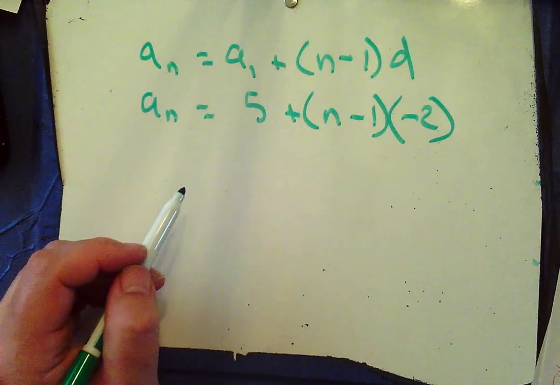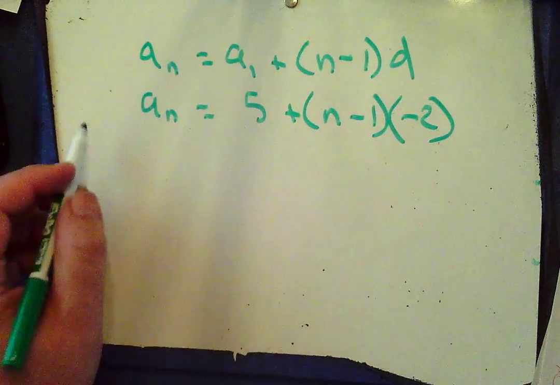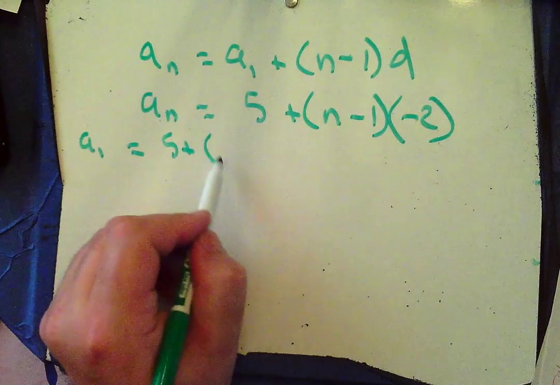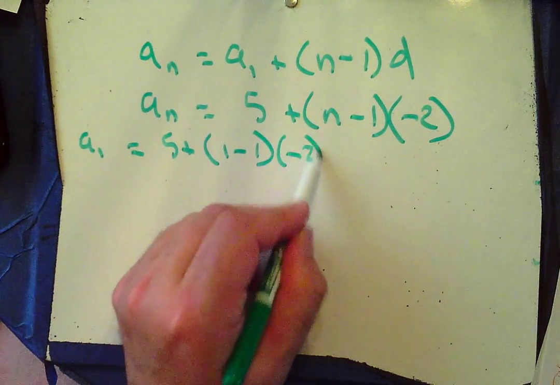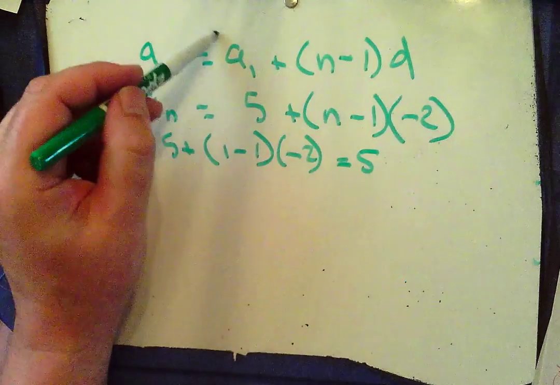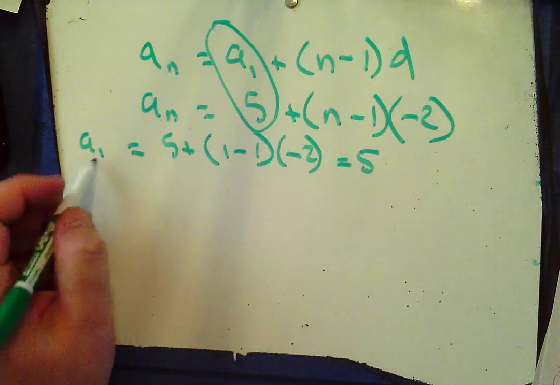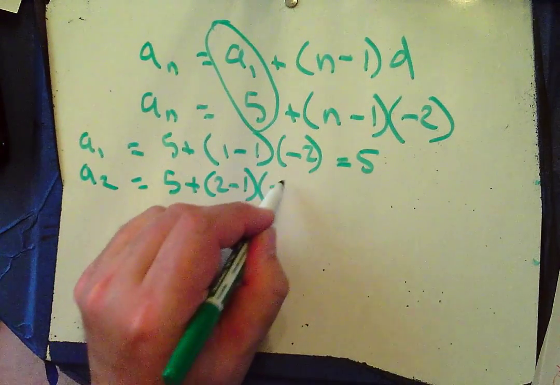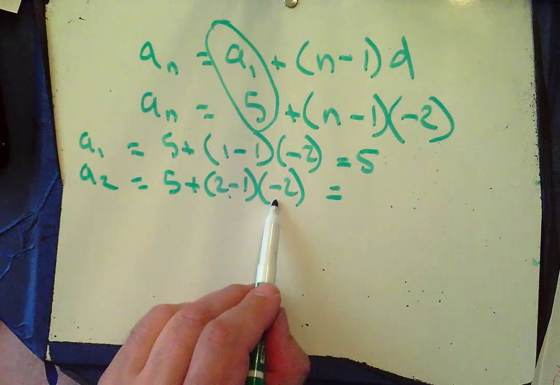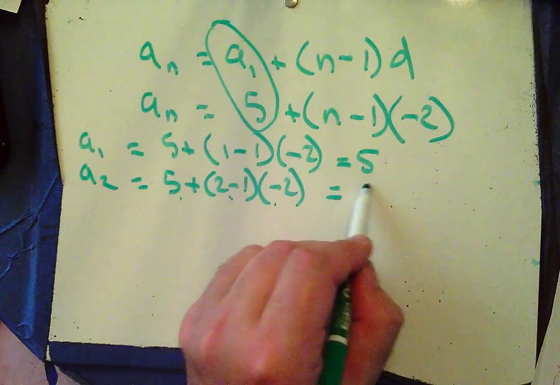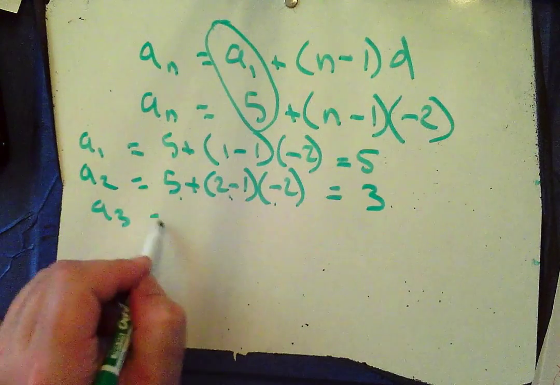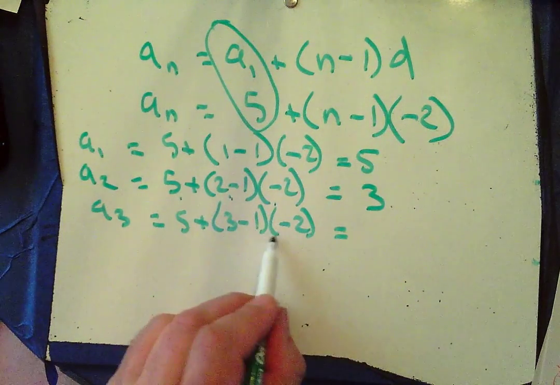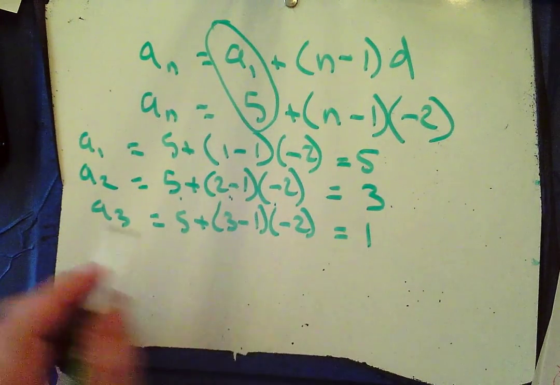Well, again, we can do this lots of different ways. First, we can find a sub 1 by plugging in a 1 there. 5 plus 1 minus 1 times negative 2, which is 5. Oh, right, that was a sub 1. And then a sub 2 would be 5 plus 2 minus 1 times negative 2. So 1 times negative 2 is negative 2 plus 5 is 3. A sub 3, 5 plus 3 minus 1 times negative 2. That's going to be negative 4 plus 5 is 1.